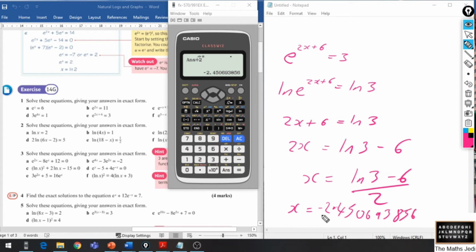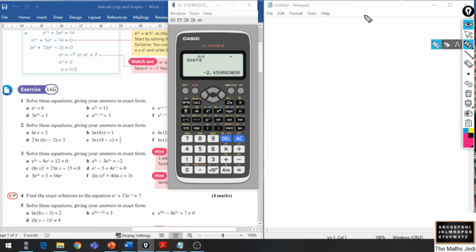0.693856. Now, what does it mean by exact form? Exact form means give it like this. So give it as an expression, don't give it as a number, but I've written a number down just so you've got that as a reference. So when it says exact form here, make sure you've understood that it just means give an answer in expression form.